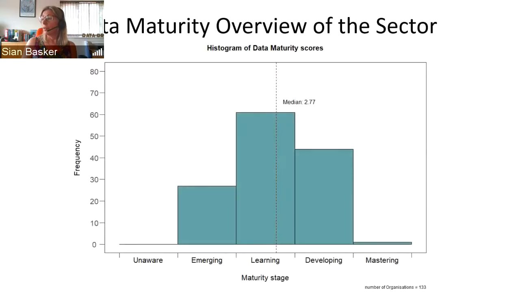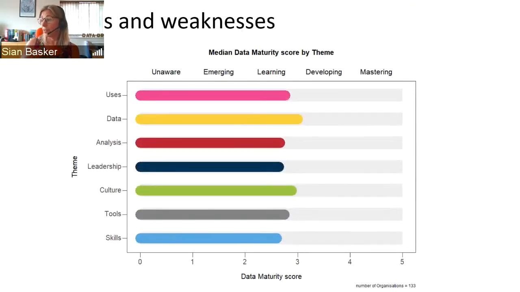So based on those 133 organisations, this is what the data was showing about where they're at overall on that journey. Unsurprisingly, most of them are at the learning stage, but an encouraging number are also at the developing stage as well. And when it comes to strengths and weaknesses, the weakest areas are skills, leadership and analysis. And the strongest areas are data and culture.